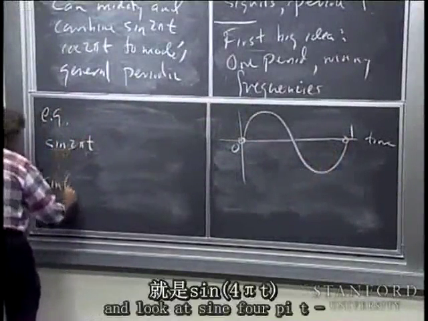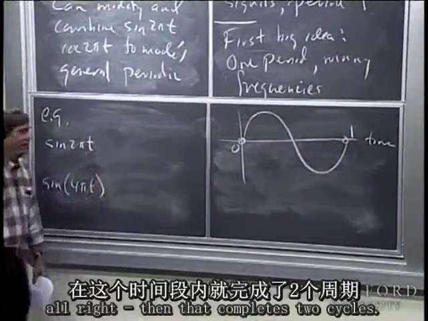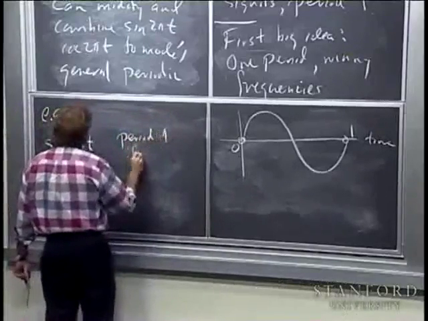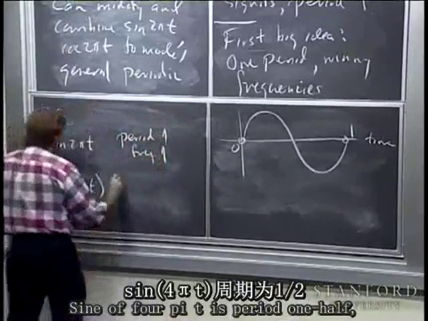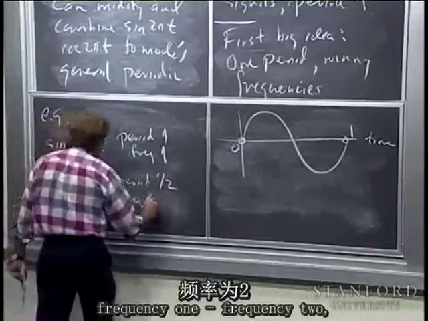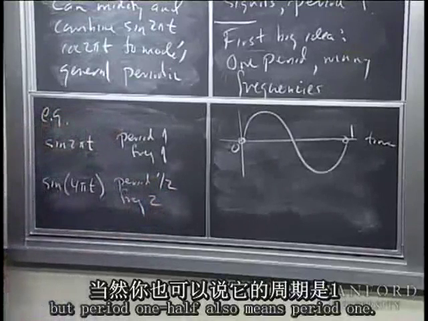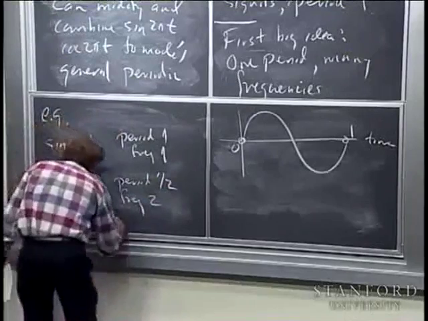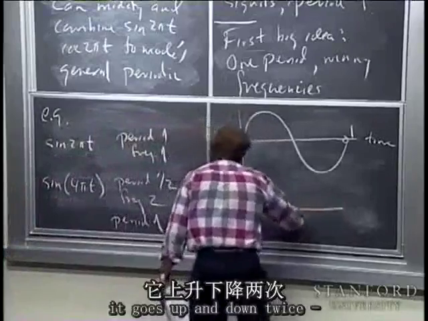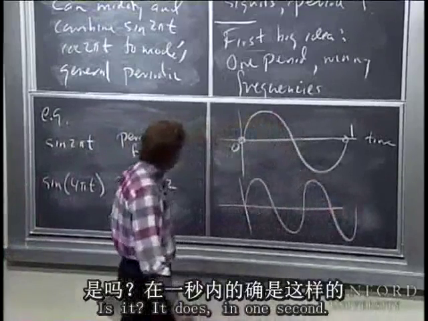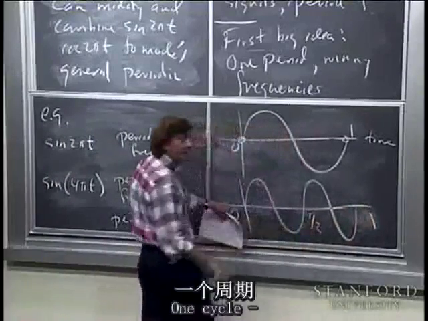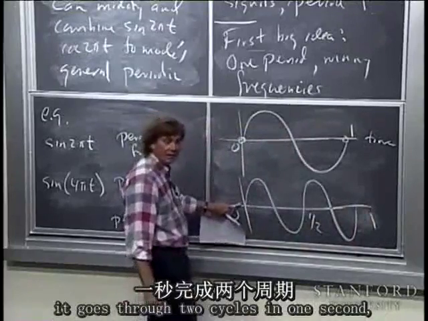If I double the frequency and look at sine of 4 pi t, all right, then that completes 2 cycles. So this is period 1, frequency 1. Sine of 4 pi t is period 1/2, frequency 2. But period 1/2 also means period 1. All right, and the picture looks like this. It goes up and down twice in 1 second. All right, 0, 1. It goes through one cycle in a half a second. It goes through 2 cycles in 1 second, so it's frequency 2.